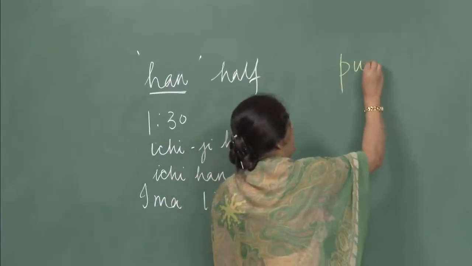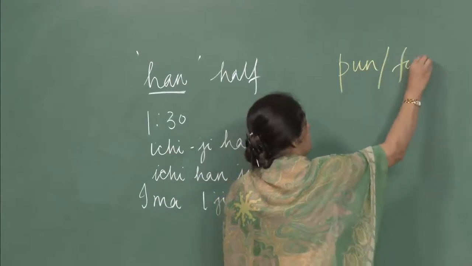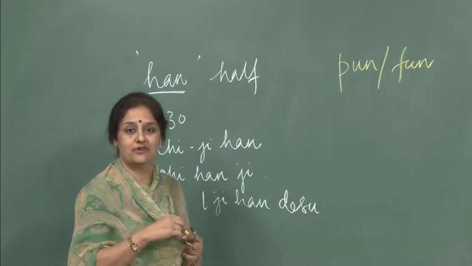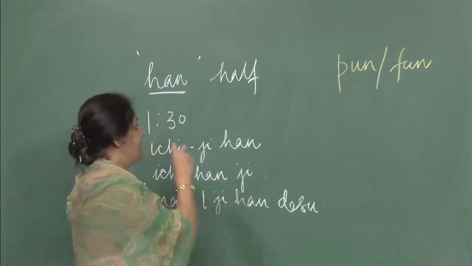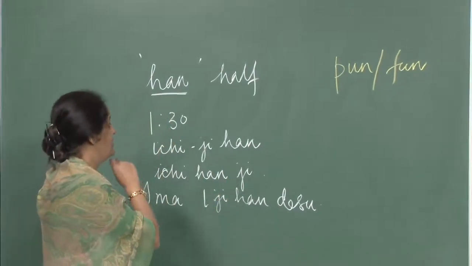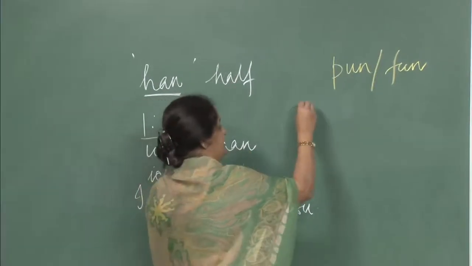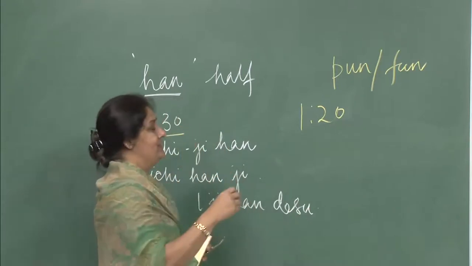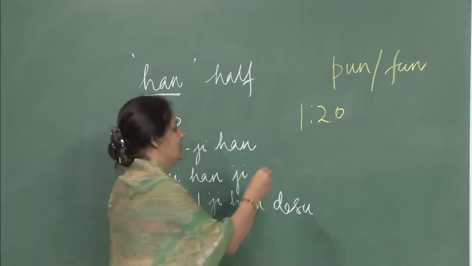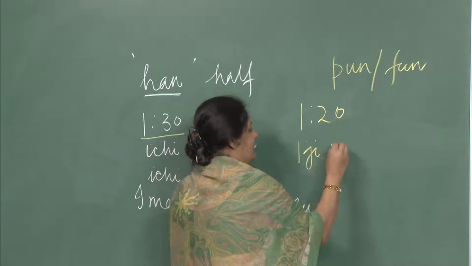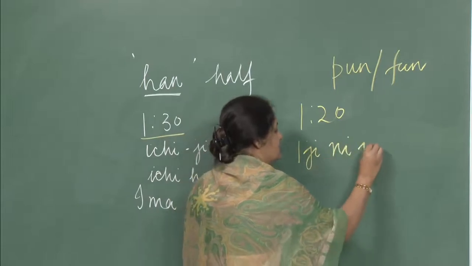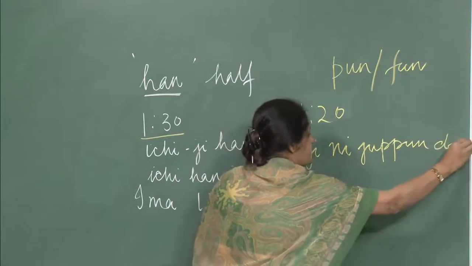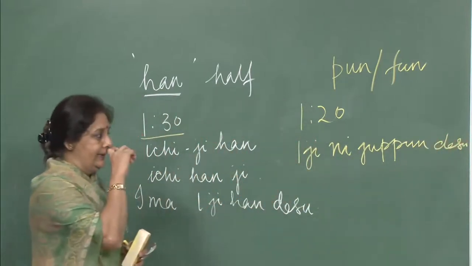Pun and fun. This means minutes. These are two readings for minutes in Japanese. So now how do you practice that? So if it is 1:20, what will you say now? You have done nijuppun. So ichiji nijuppun desu.